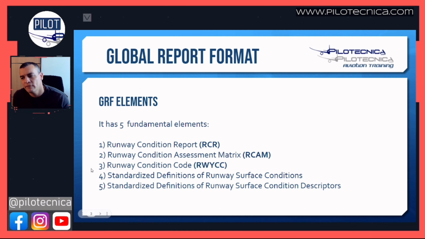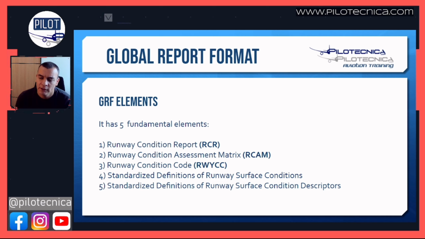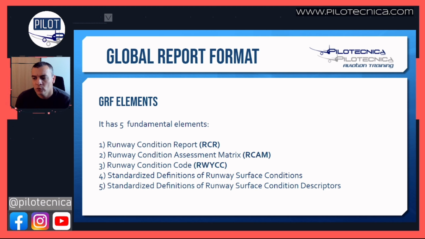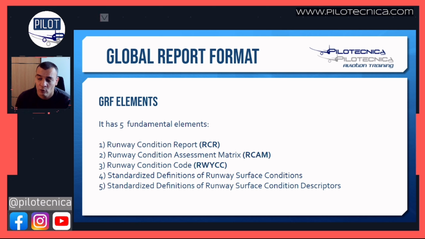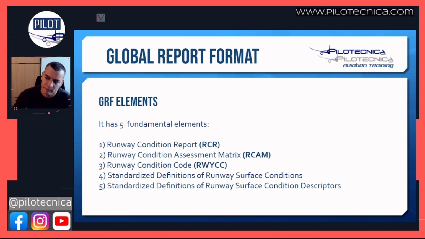It has 5 fundamental elements. The first one is the Runway Condition Report. The second one is the Runway Condition Assessment Matrix. The third one is the Runway Condition Code. The fourth one is the standardized definitions of runway surface conditions. And the fifth and the last one is the standardized definition of runway surface condition descriptors. We'll talk about each of them later on.